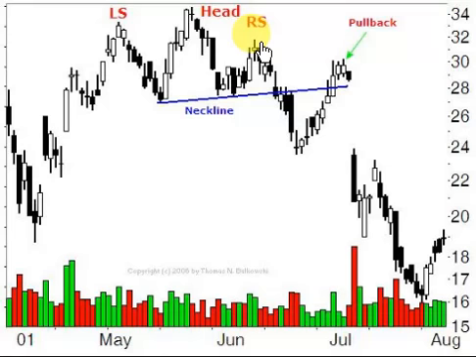There can be wide variations in the formation's appearance, but symmetry is usually a good clue to the veracity of the formation. Volume: highest on the left shoulder, followed by the head. Then the right shoulder shows the lowest volume of the three peaks. The neckline connects the lows of the two troughs between the three peaks.